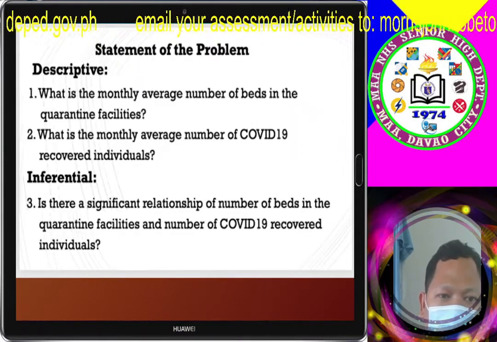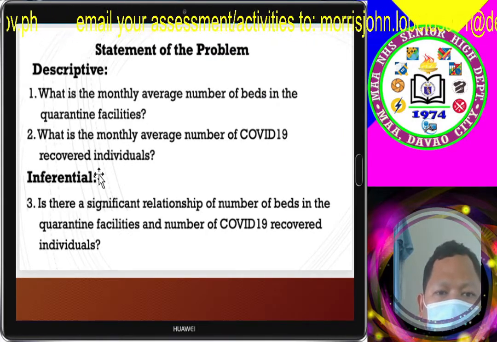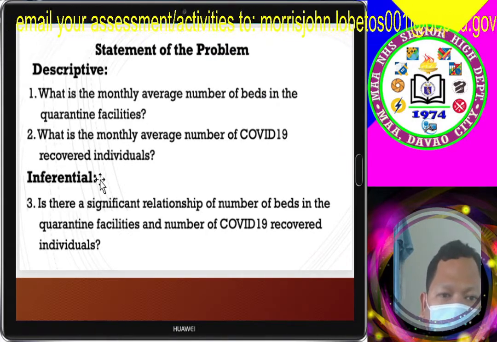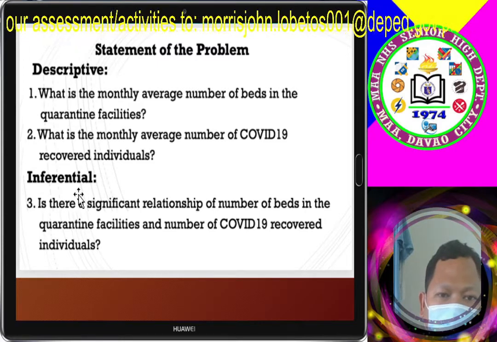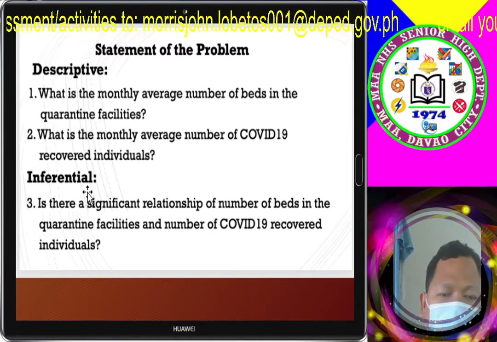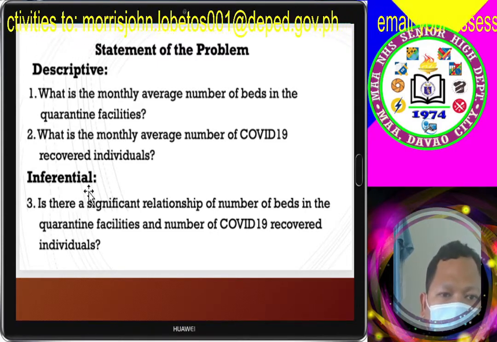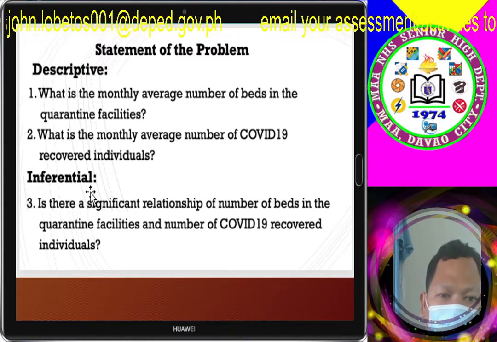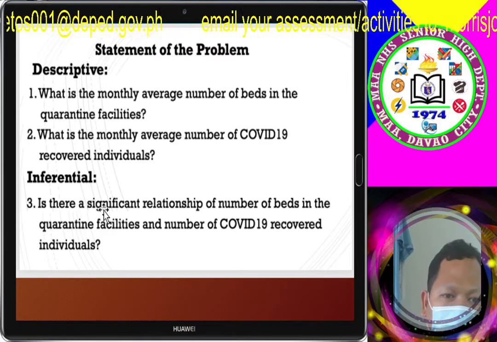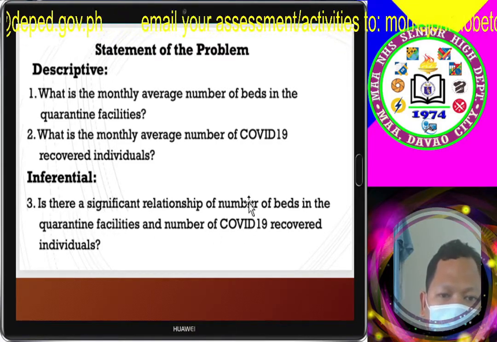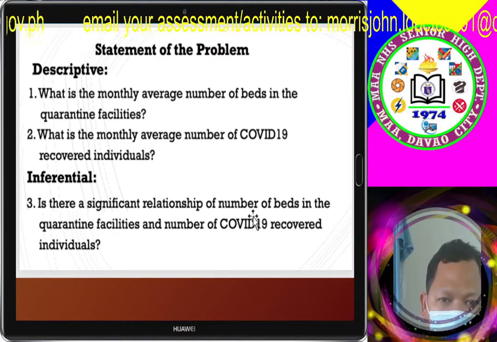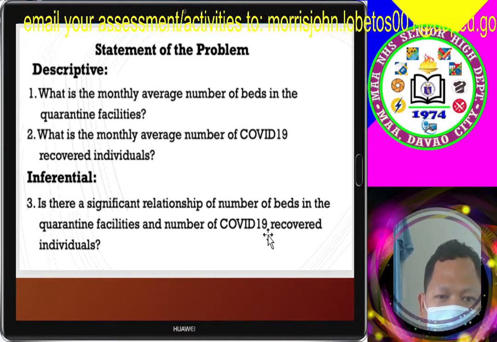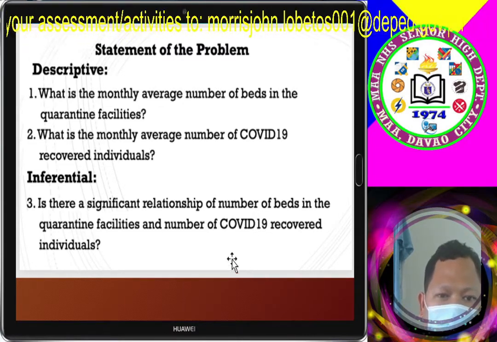Next, this is a study. So another example. This is our question: what is the monthly average of beds in the quarantine facilities? Number 2, what is the monthly average number of COVID-19 recovered individuals? Then our differential is significant relationship of number of COVID beds in quarantine facilities and the number of COVID-19 recoveries.